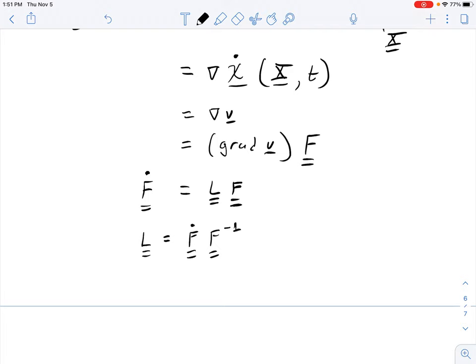Now, some things here to think of. We can't necessarily invert L because L could easily be zero, right? There might not be any gradient of the velocity. And F dot could easily be zero. So we can rely on being able to take F inverse, but we can't rely on being able to take inverses of L or F dot in what's going to follow here.